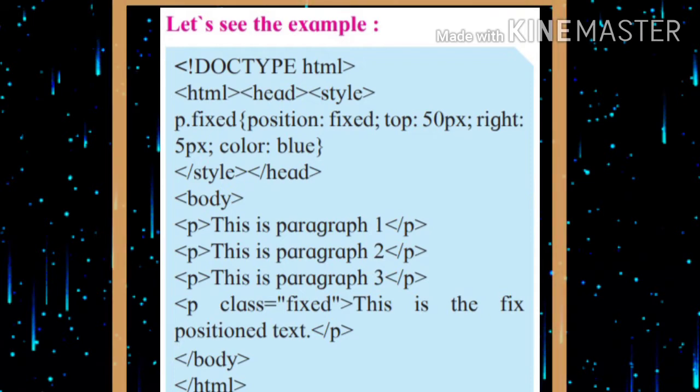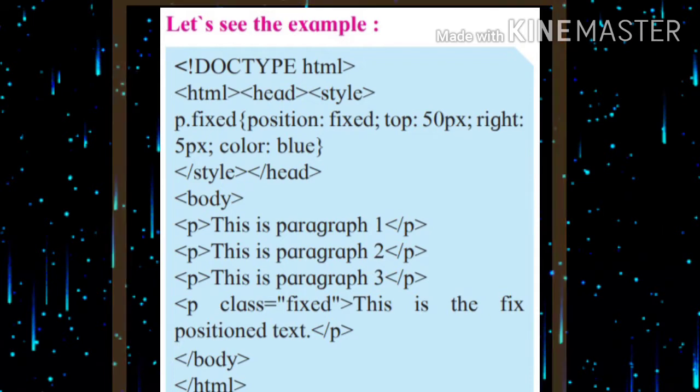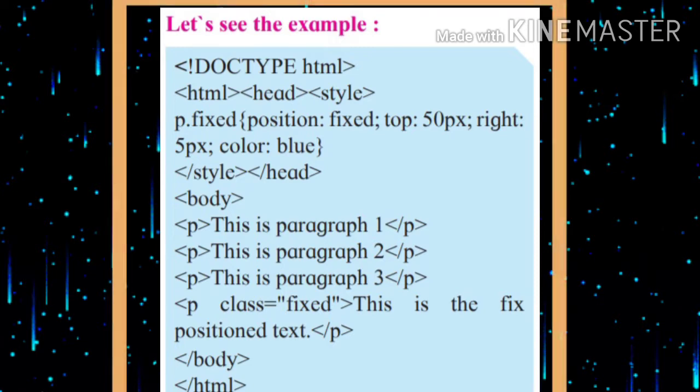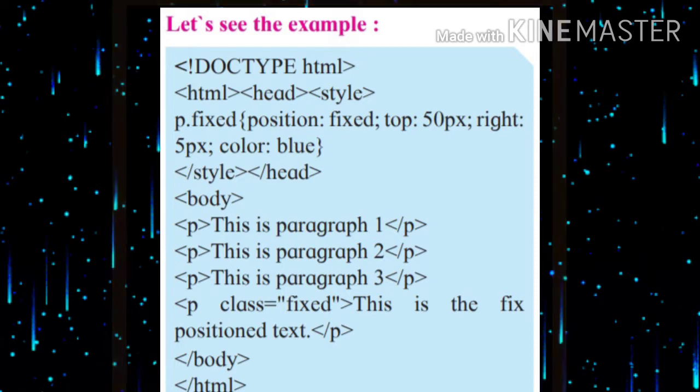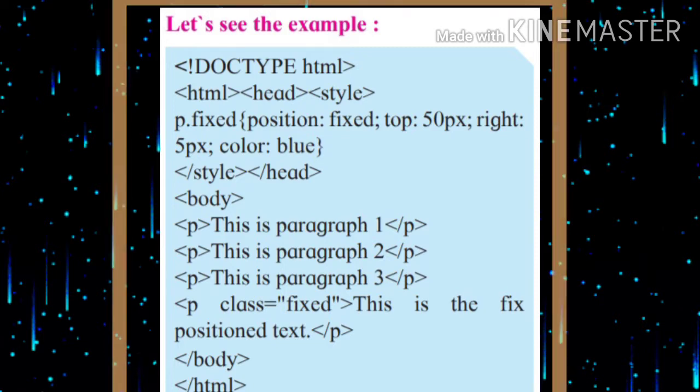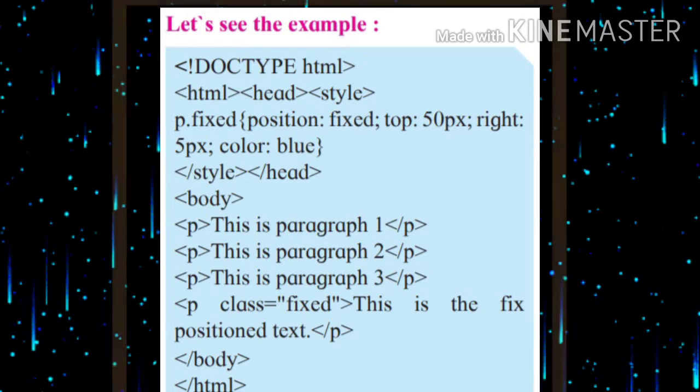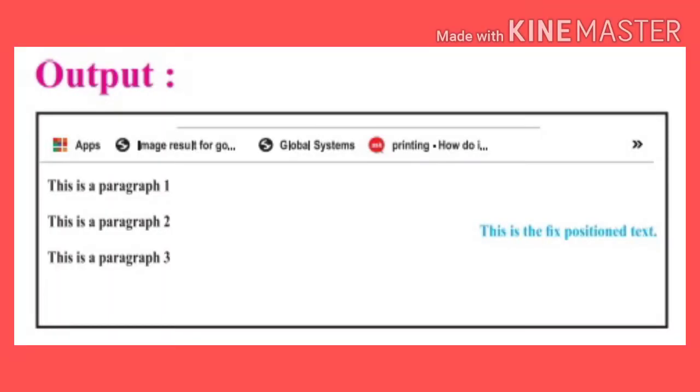Let's see one example with position equal to fixed. The content of the 4th paragraph is fixed as we are using class equal to fixed. The class fixed is declared in the above head section by using the style tag with the position fixed. Let's see the output where the fixed position text is displayed.